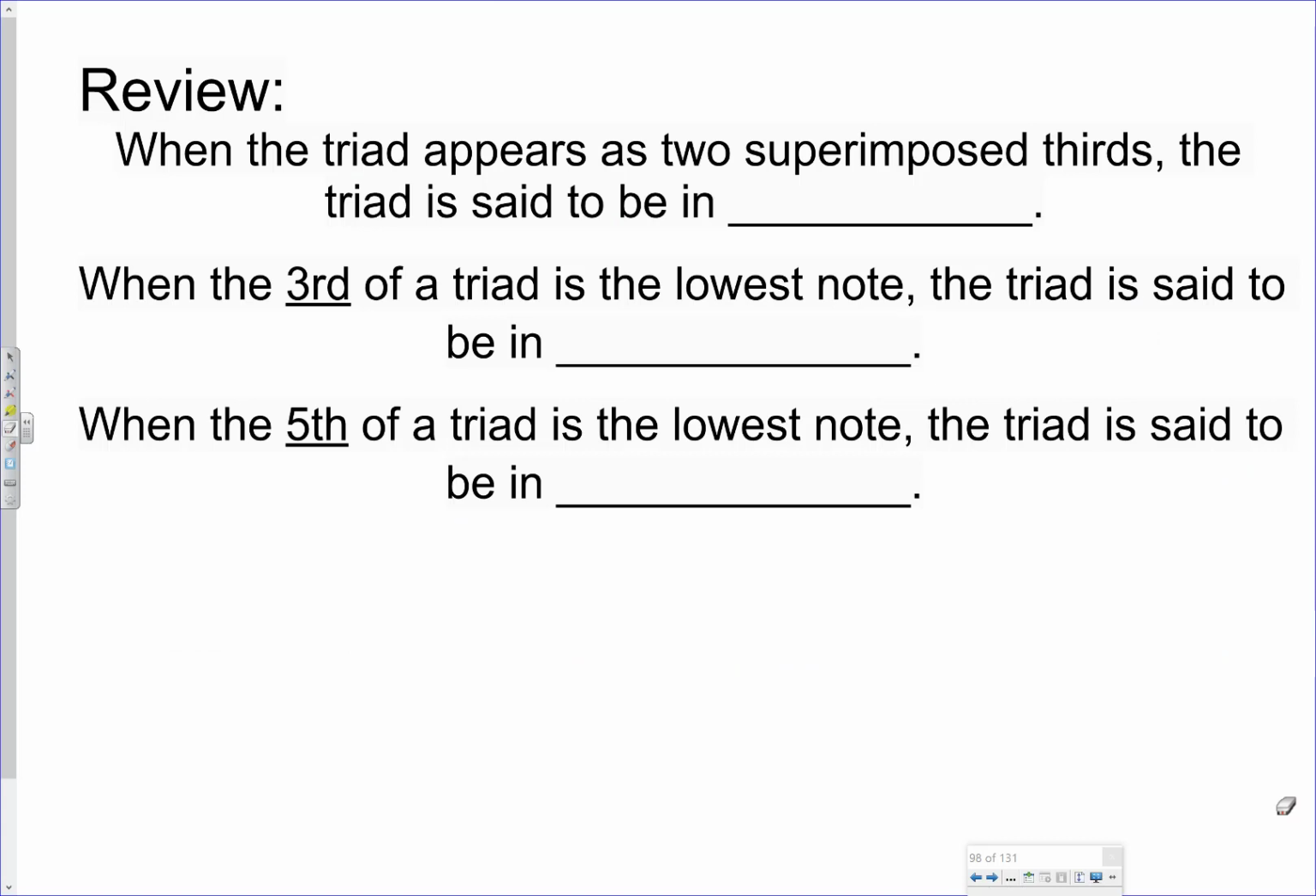Okay, college, we're coming to an end here with our video today. Let's review what we learned today. See if you can fill in the blanks to these questions. When the triad appears as two superimposed thirds, the triad is said to be in, hopefully you said, root position. When the third of a triad is the lowest note, the triad is said to be in, that would be first inversion. When the fifth of a triad is the lowest note, the triad is said to be in second inversion. We're going to continue our study of triads and inversions.